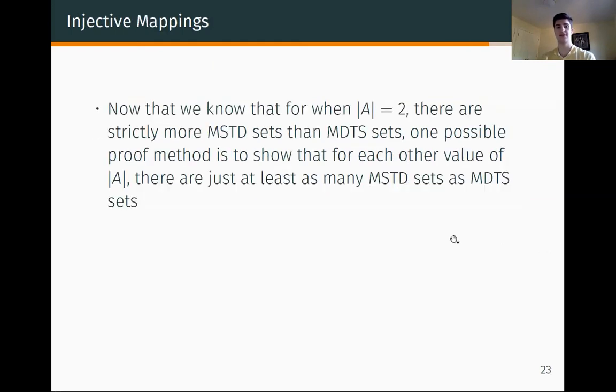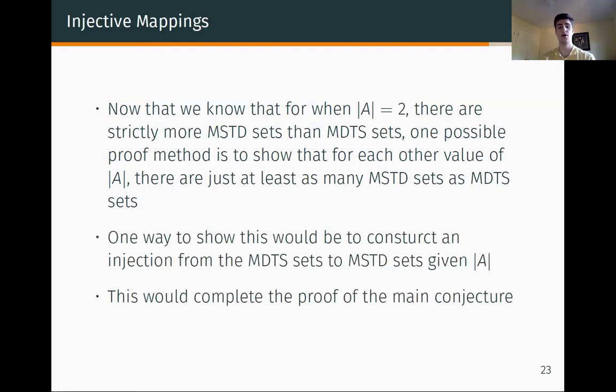Okay, the next thing that we looked at is what we've been calling an injective mappings method. So now that we know that for when the size of A is 2, there are strictly more MSTD sets than MDTS sets, one possible proof method to continue with is to show that for each other value of the size of A, so that would be from 3 up to n, there are just at least as many MSTD sets as MDTS sets. So this is an improvement because we no longer have to show that it is strictly greater, it would just have to be at least as many. And now this isn't the only way to approach filling in the gap between 3 and n, but it's definitely one method.